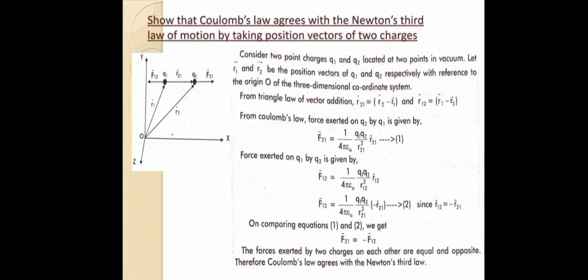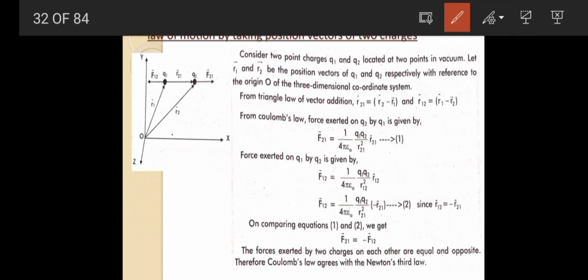In the figure, you can observe charge Q1 and Q2. Let R1 and R2 be the position vectors of charges Q1 and Q2 respectively, with reference to the origin. What do you mean by position vectors? Position vectors are nothing but the vectors which we use to locate the charges in this three-dimensional coordinate system.